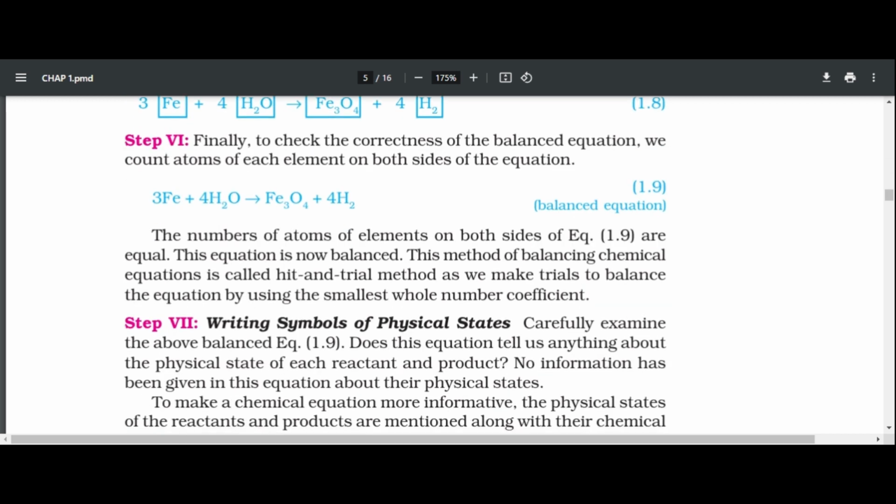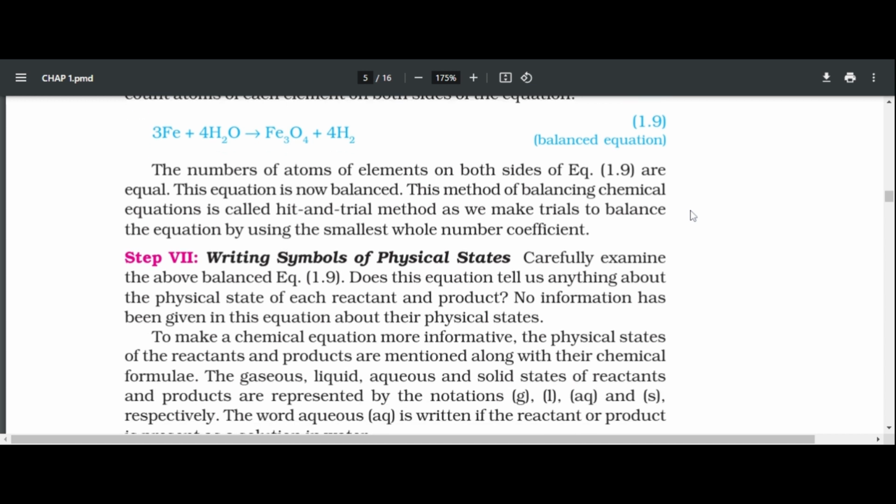Step 6. Finally, to check the correctness of the balanced equation, we count atoms of each element on both sides of the equation. 3Fe plus 4H2O gives Fe3O4 plus 4H2. This is 1.9 and it is a balanced equation. The number of atoms of elements on both sides of equation 1.9 are equal. This equation is now balanced. This method of balancing a chemical equation is called the hit and trial method, as we make trials to balance the equation by using the smallest whole number coefficient.